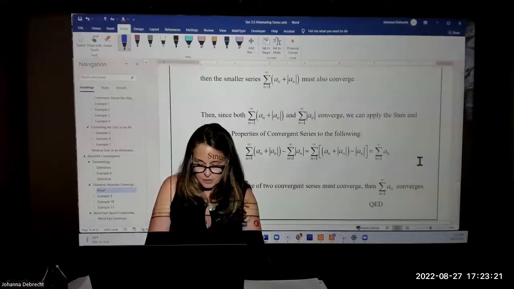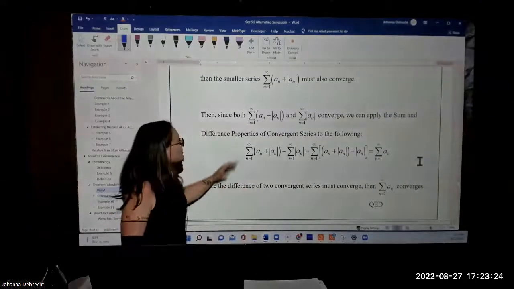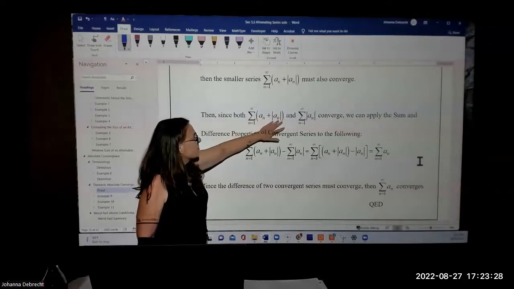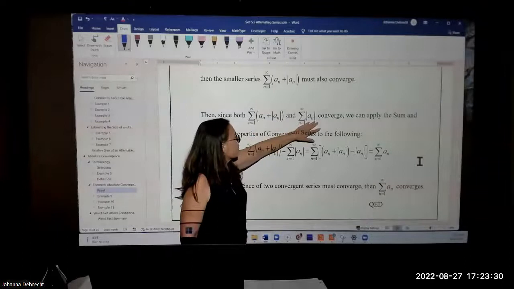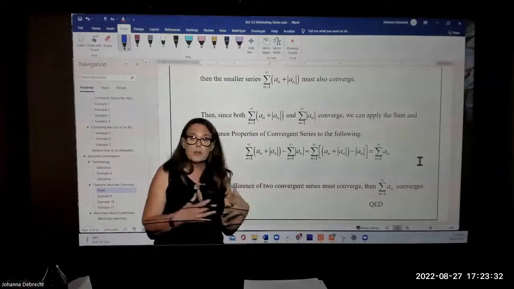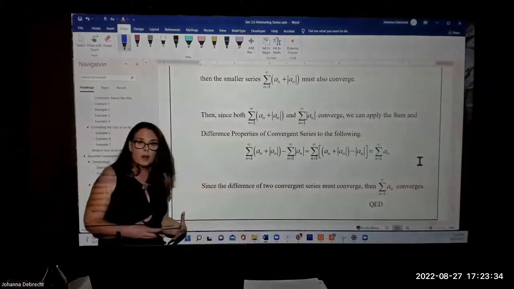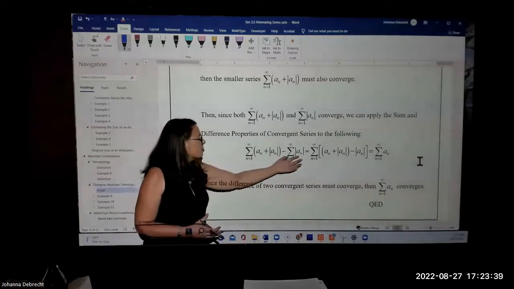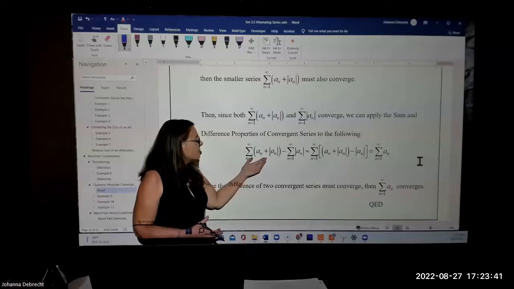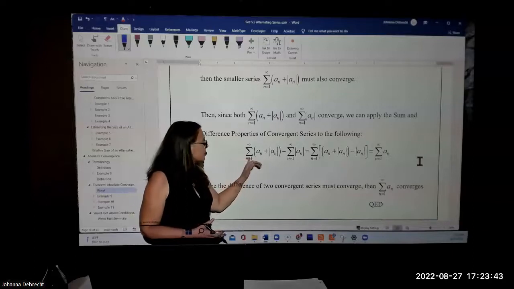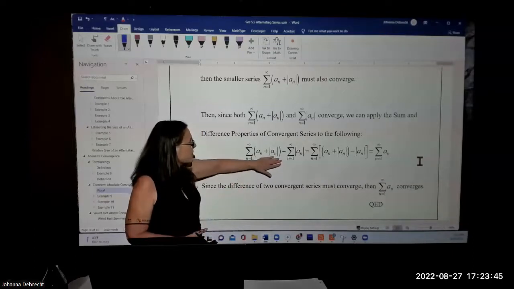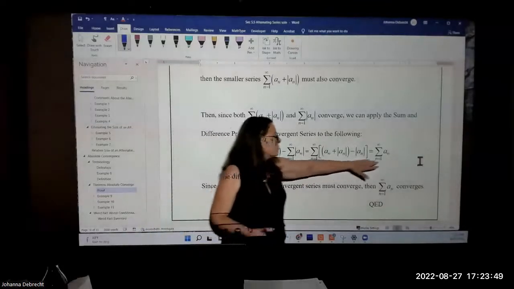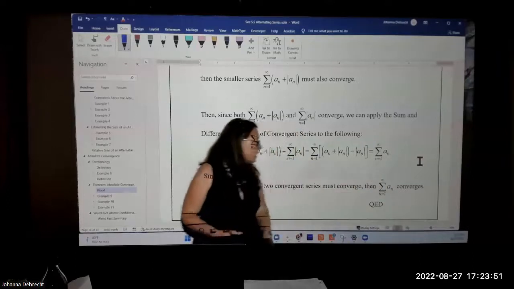Now, since they both converge, this series of a sub n plus the absolute value of a sub n and the absolute value of a sub n converge, then we can apply the sum and difference properties of convergent series to them. And we can actually combine these into one value. And this gives me that the series of these two minus this one turns out, of course, to be just the series of a sub n.